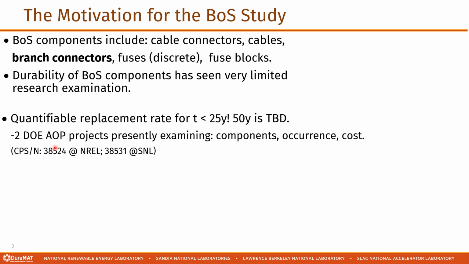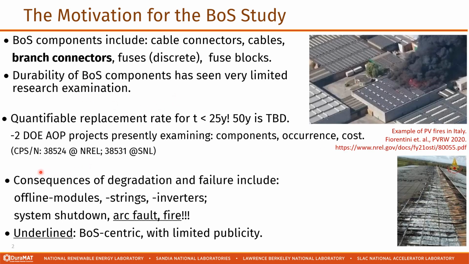I'll point out that there are presently 2 DOE projects examining the components, frequency of occurrence, and issues like cost associated with BOS components. But yeah, the consequences of degradation and failure include offline modules, strings, and inverters, system shutdown. There are examples from a recent PVRW about the consequences of arc faults and fires. These tend to be more BOS centric and not found in the PV modules, and may have limited publicity, like in the US, for legal reasons.